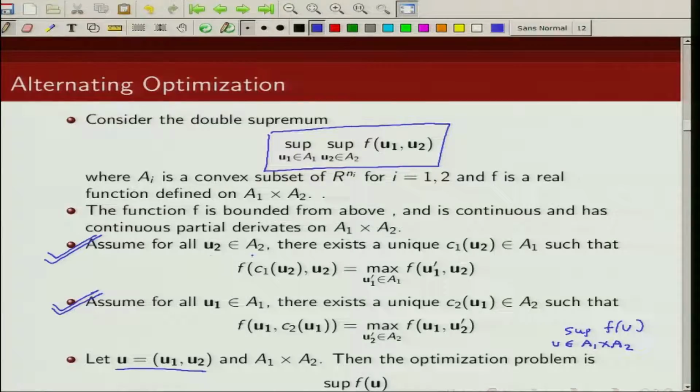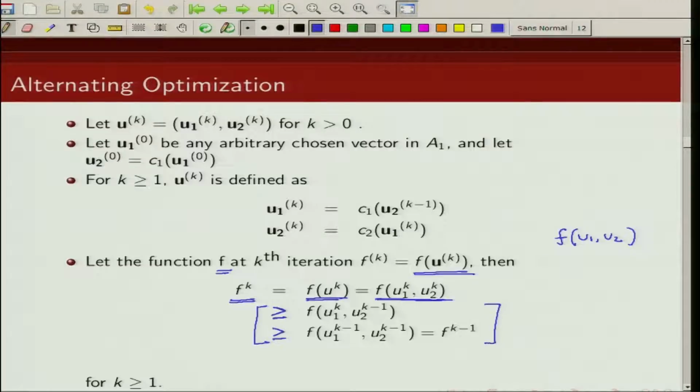For all u2 belonging to A2, there exists a unique C1 of u2 which belongs to this convex set A1 such that f of C1 u2, u2 is nothing but the maximum of this function f of u1 dash, u2 where u1 dash belongs to A1. And similarly, for all u1 belonging to A1, there exists a unique C2 of u1 such that this relation holds. So because of these two properties, we know that these two hold.